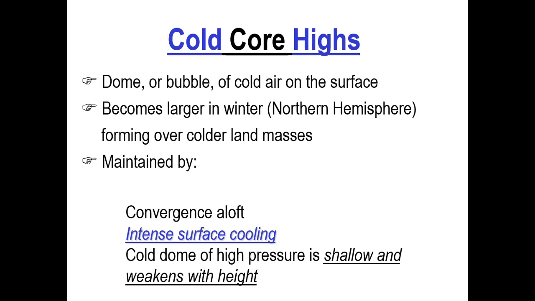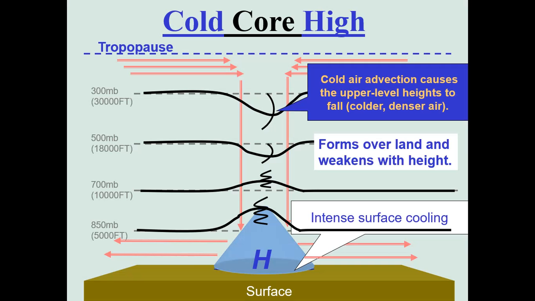This cold dome of high pressure is shallow, and it weakens with height, as I indicated here. You see how we have a hill shape at 5,000 feet and at 10,000 feet with that ridge, and then higher up in the atmosphere, above the cold core high, you actually have a dip, an upper level trough over the top of this.